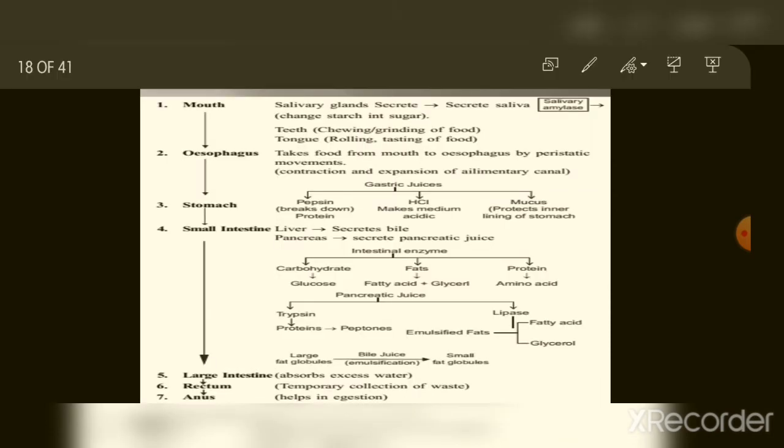So from the mouth it takes in food, right? So the salivary gland secretes saliva, right?